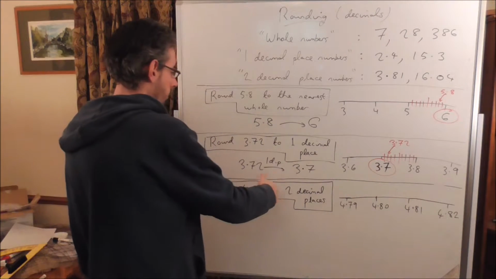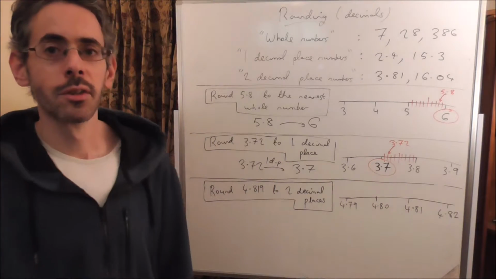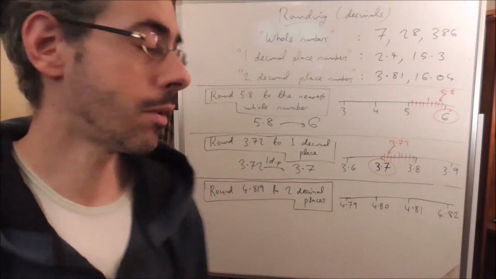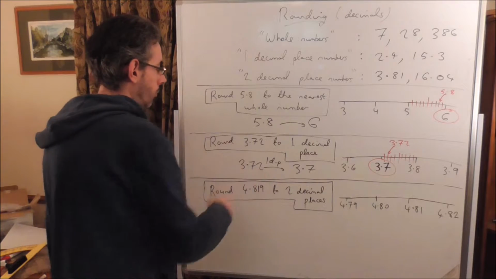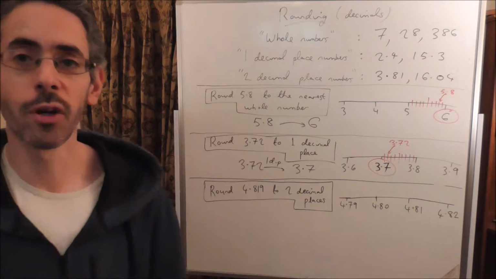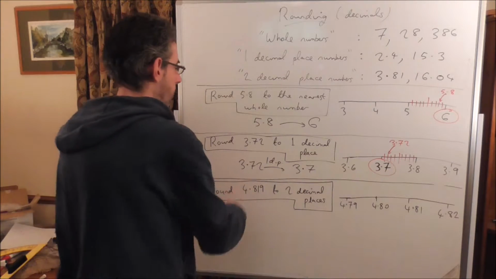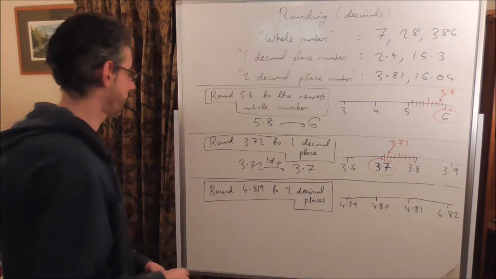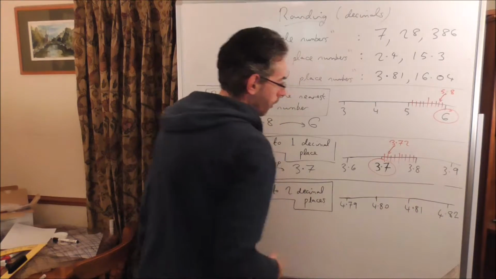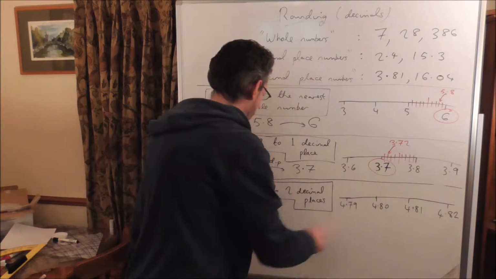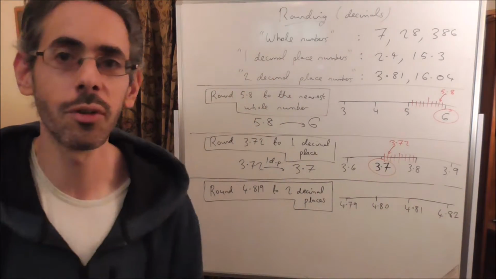Round 4.819 to two decimal places. So that just means find the two decimal place number that 4.819 is closest to. In other words, find the number with two digits after the decimal point that 4.819 is closest to. Again, I'm going to mark it on this number line, but have a think to yourself which of these two decimal place numbers 4.819 is closest to.